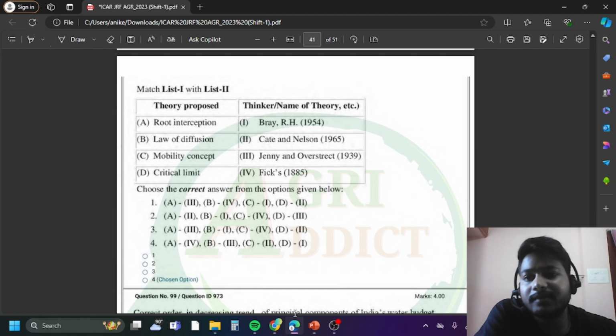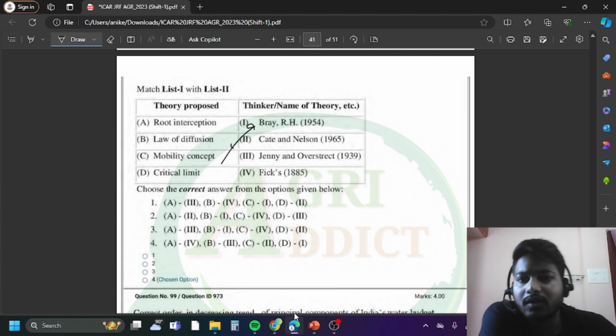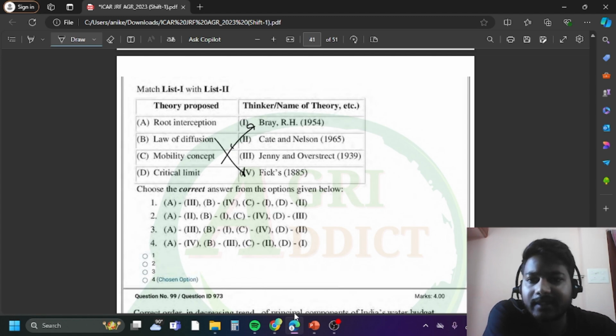Next, match the following: root interception, law of diffusion, mobility concept, critical limit. The mobility concept was given by Bray in 1954, law of diffusion by Fick in 1885, root interception by Jenny and Overstreet, and critical limit by Cate and Nelson in 1965. Very easy, nothing is difficult in this.